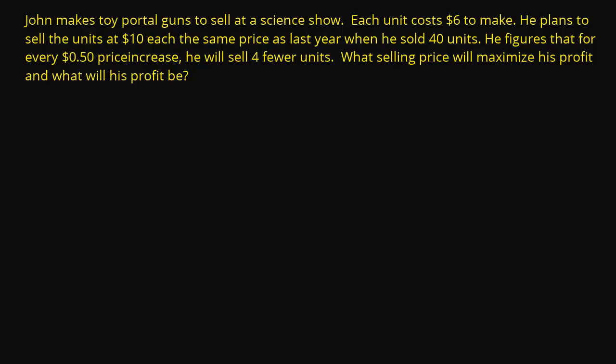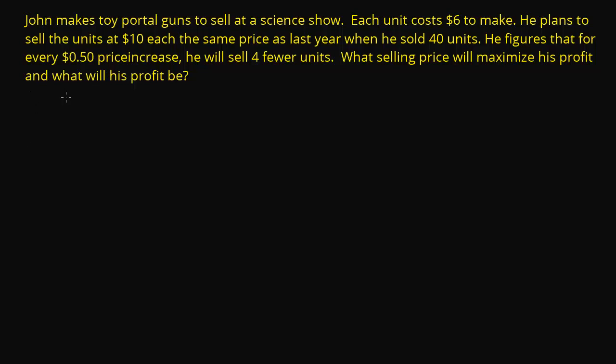In this problem we're told John makes toy portal guns to sell at a science show. Each unit costs $6 to make. He plans to sell the units at $10 each, the same price as last year when he sold 40 units. He figures that for every 50-cent price increase, he will sell 4 fewer units. What selling price will maximize his profit, and what will his profit be?